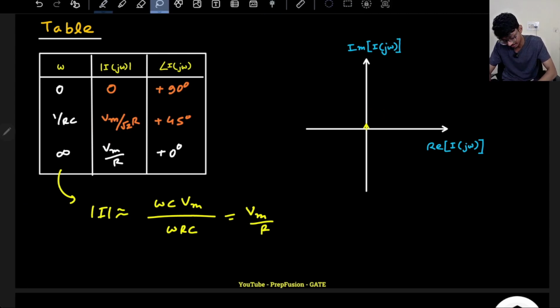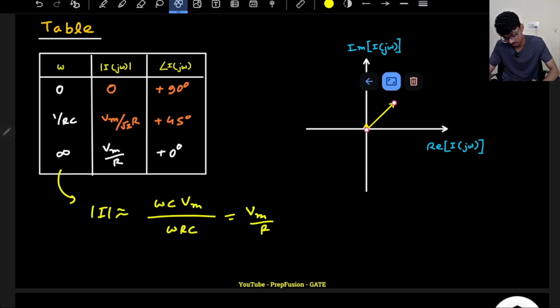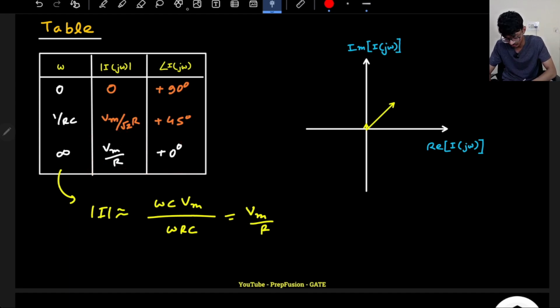So I am somewhere here. In the 45 degree. This will be large, yeah. So after this, what is happening? My magnitude is becoming maximum and phase is 0. It is positive number, right? Vm by R. So it will be somewhere here. So it is basically a semicircle, but in the first quadrant.